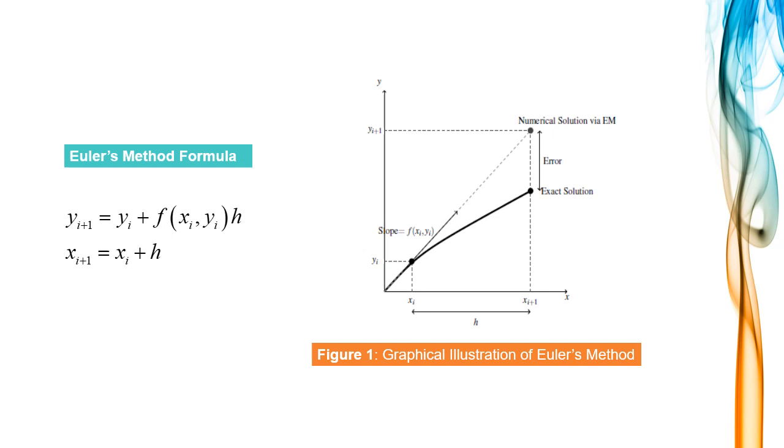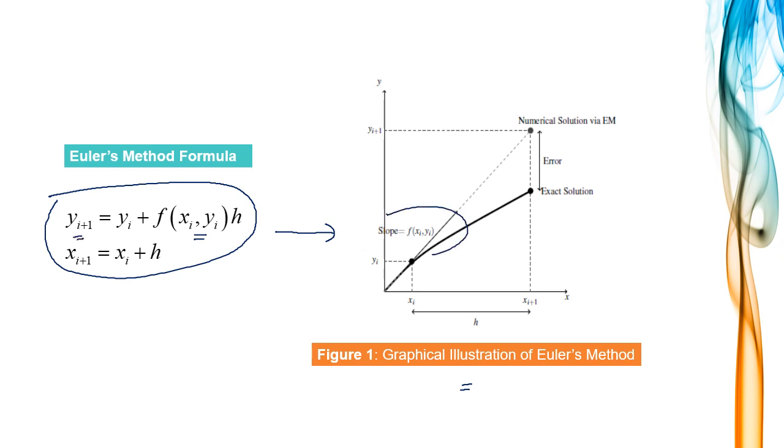Okay, Euler method is the most simple iterative method for approximating the solution of an initial value problem. So here is the formula for Euler method, where f(x_i, y_i) is the differential equation evaluated at x_i and y_i. If we see figure 1, the graphical illustration of Euler's method, the new value for y(i+1) is predicted using the slope f(x_i, y_i) to extrapolate linearly over the step size.